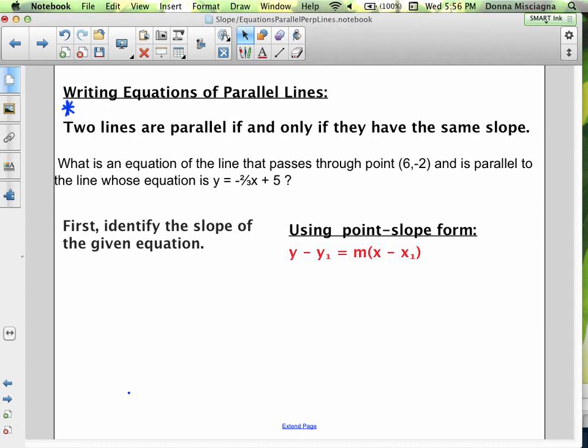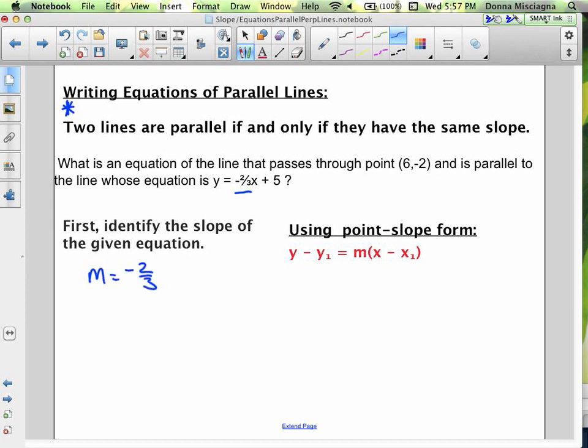So in a lot of ways, this is even easier than writing the equation of a line, because sometimes you have to find the slope using the slope formula. The only thing you have to do to find the slope here is identify the coefficient that's right in front of x. So first we have to identify the slope of the given equation. Our equation is y equals negative 2/3 x plus 5. Our slope is just negative 2/3.